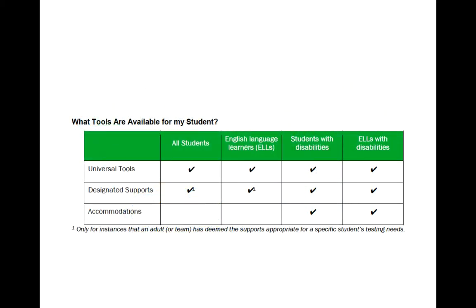Now, there are lots of accommodations in the SBAC test that are available to students, and these have to be written into their IEP. So students with disabilities can have universal tools, designated supports, and accommodations. Universal tools, as you can see, are available to all students, so those do not have to be included in an IEP. Designated supports are also included for all students, so they don't need to be included in an IEP. However, if specific accommodations are needed by a student, they must be written into their IEP or the student cannot access them during the assessment.